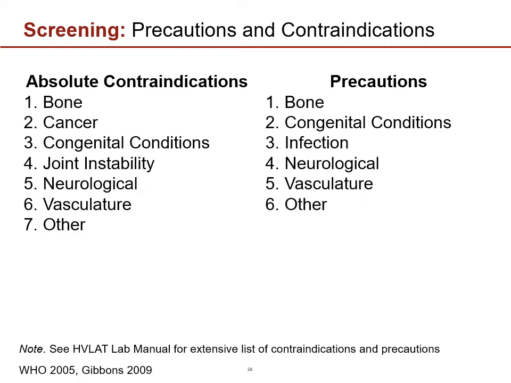So it's helpful to categorize the contraindications and precautions. It allows for better memorization and a more organized, streamlined process when screening your patients for these precautions and contraindications. So for contraindications, there are 7 categories: bone, cancer, congenital conditions, joint instability, neurological, and vascular, as well as other. And then for precautions, it's the same with the exception of cancer and joint instability, which are not included.